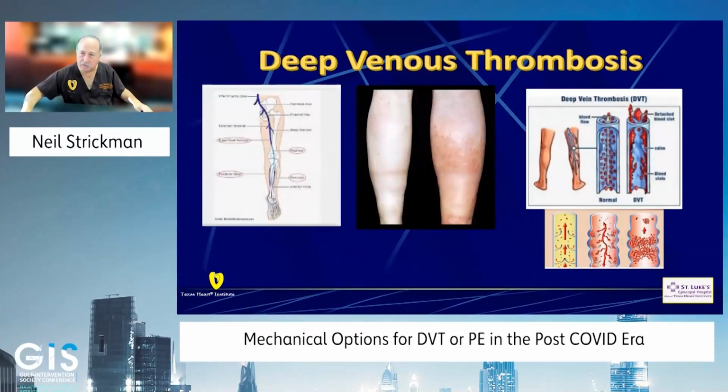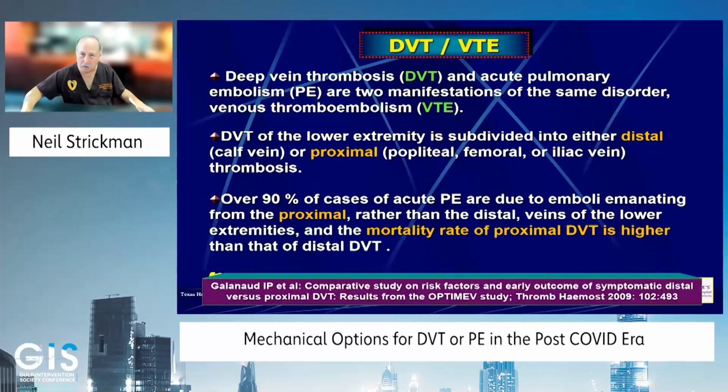In DVT, the valves get clogged, and this prevents adequate flow of blood back towards the heart, causing large legs and is a propagation for pulmonary embolism. DVT and acute PE are two manifestations of the same disorder, venous thromboembolism.